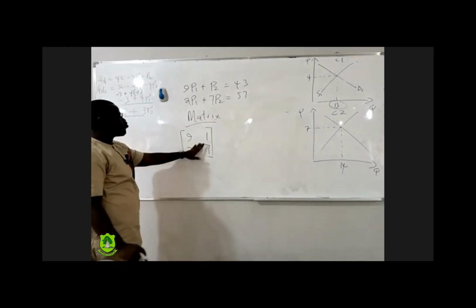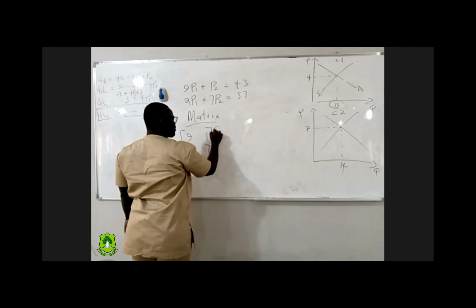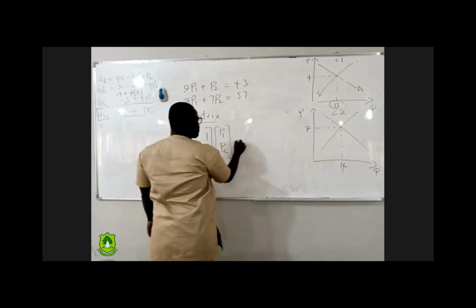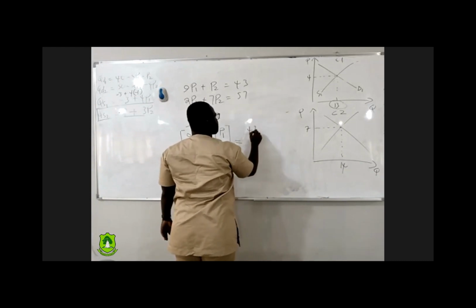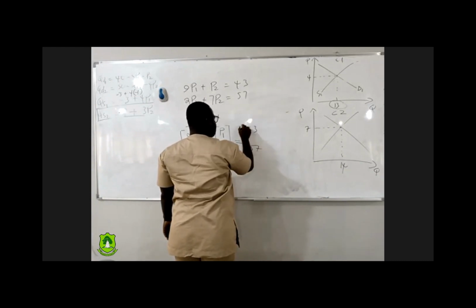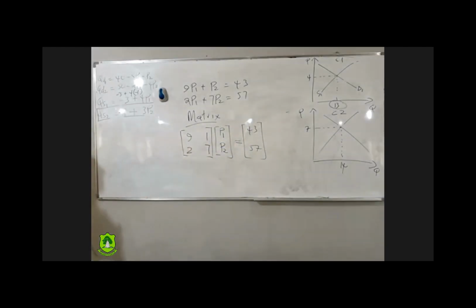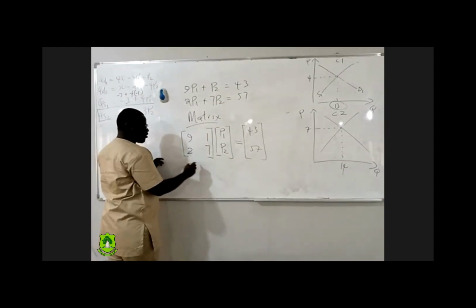So this is a 2 by 2 matrix. Here, what do we have? The prices. Is that not it? So we have P1, P2 is equal to. Here, what do we have? 4, 3, 7.